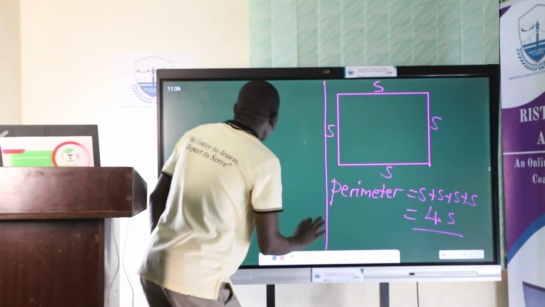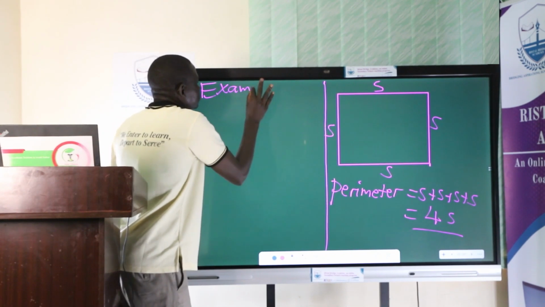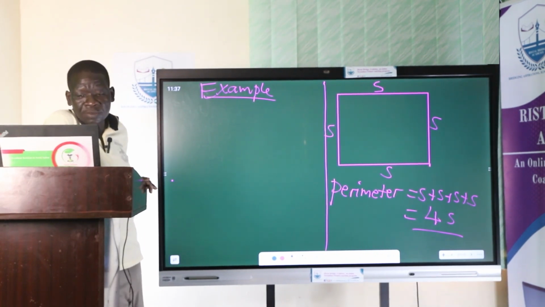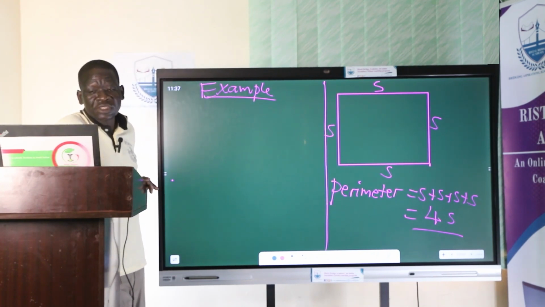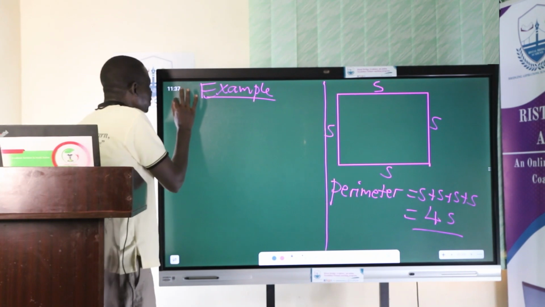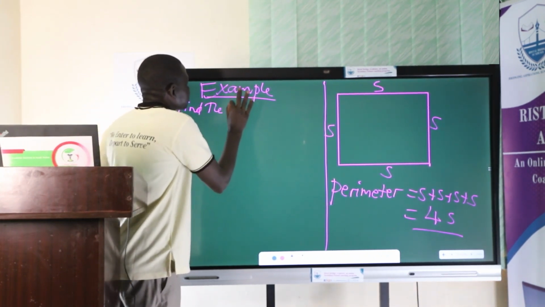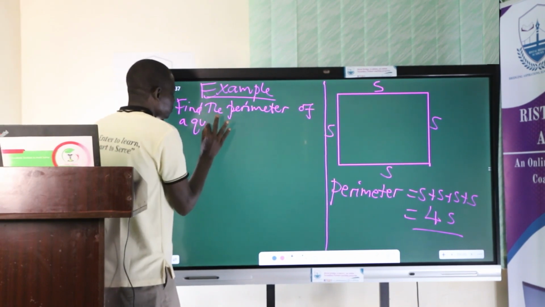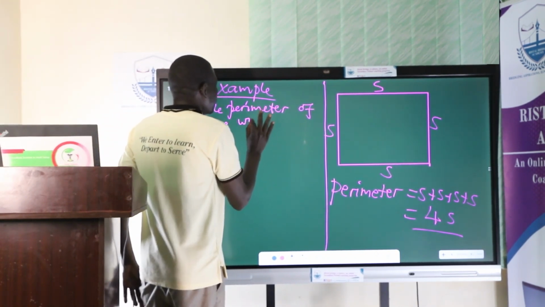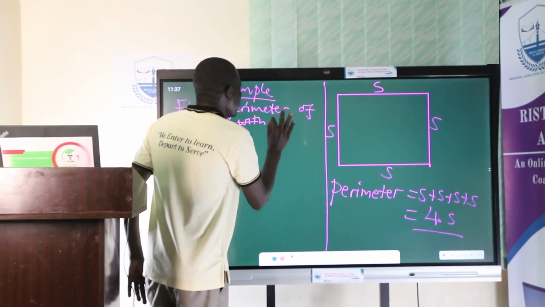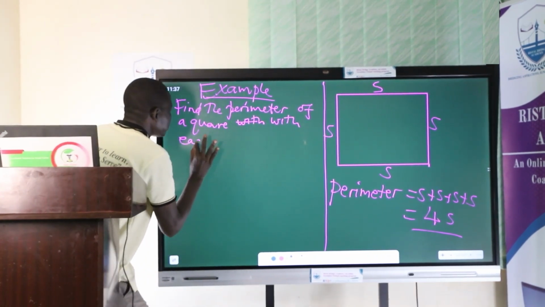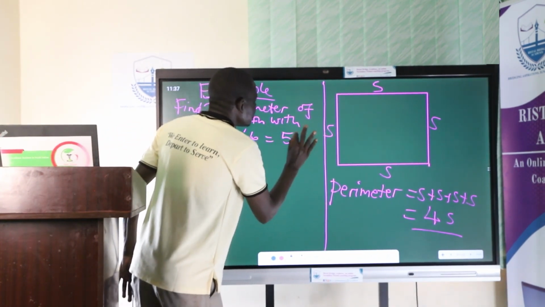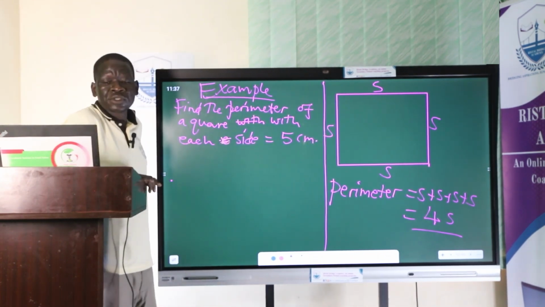So we can look at another example, which says: find the perimeter of a square with each side equal to 5 centimeters.